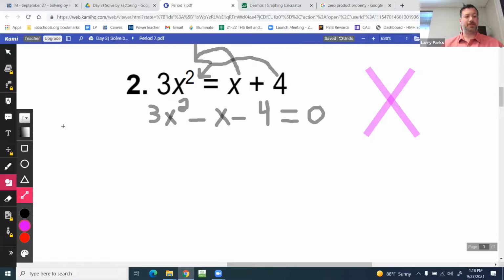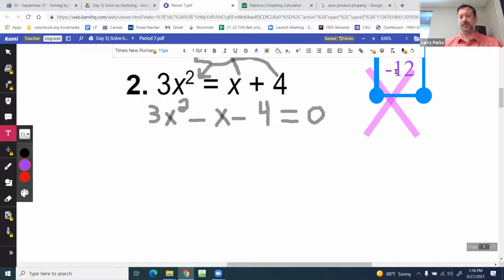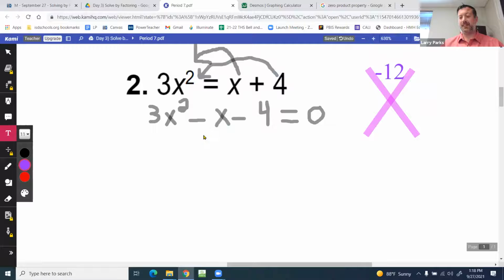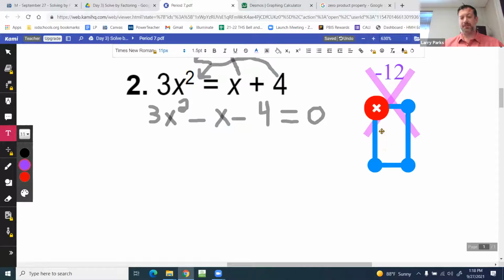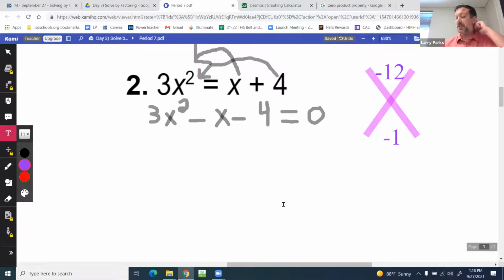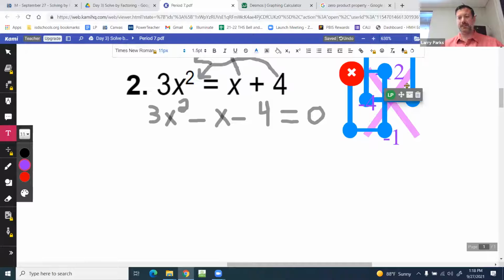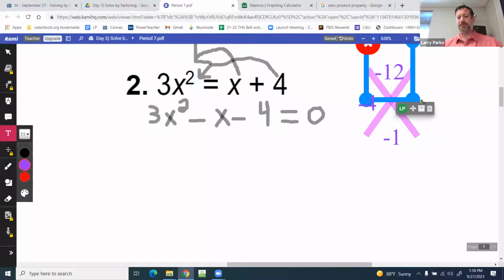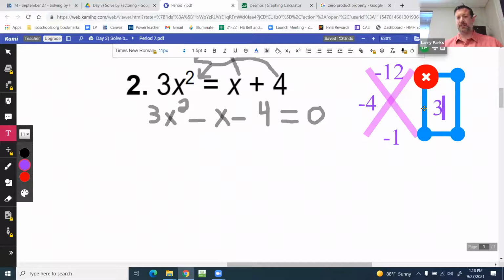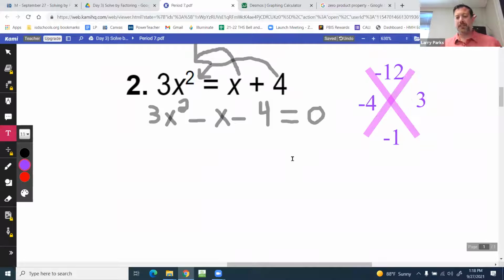Oh, I know what I'm doing. I'll just type it in like that, -12. And then you pull down this number, which is -1. And you want two numbers that multiply to -12 but add to -1. That would be -4 and 3. -4 times 3 is -12. -4 plus 3 is -1.